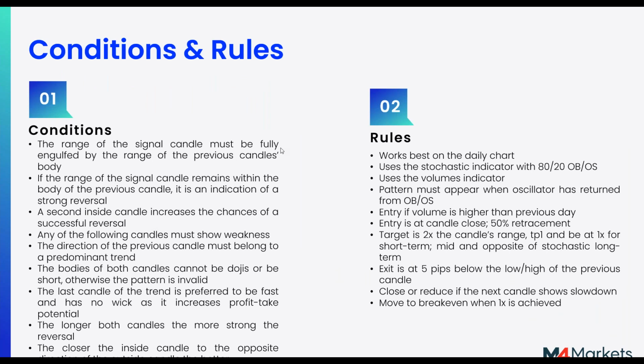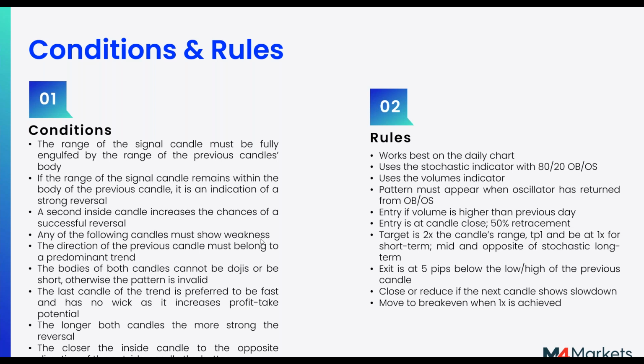The range of the signal candle must be fully engulfed by the range of the previous candle's body. Okay, range, yes, but they are better when we have the body. If the range of the signal candle remains within the body of the previous candle, it is an indication of a strong reversal, as I was just saying. A second inside candle increases the chance of a successful reversal. Okay, so if you get an inside candle and then another inside candle, it's more reliable.